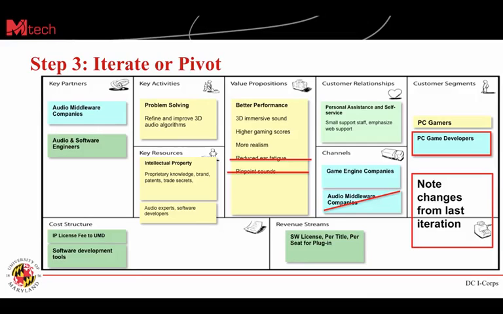Iterate means, okay, we sort of got that right. Let's refine it a little bit. They do like the idea of teleportation, but they don't like the idea of teleportation to other planets. They only want to teleport to Chicago. Good, that's an iteration.